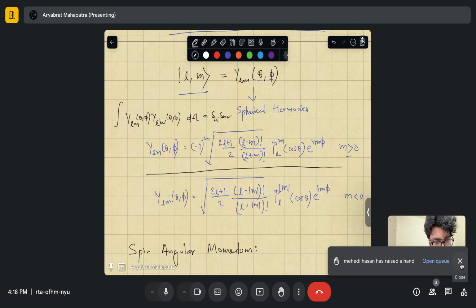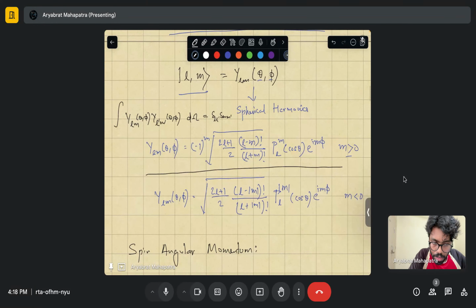Yeah. I just want to know, in the spherical harmonics function, what is the form of this P_lm(cos theta)? Is it a Legendre function or Laguerre? What kind of polynomial is this? Oh, this P_lm(cos theta) is an associated Legendre polynomial. So let me write this: associated Legendre polynomial.